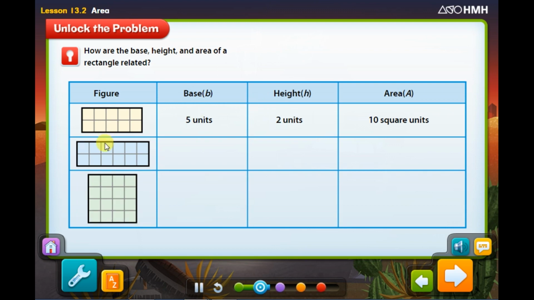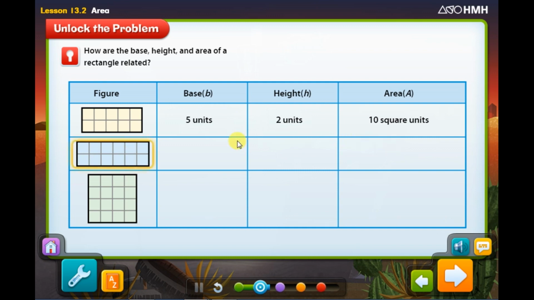What are the base and the height of the second rectangle? I have in the row, or in the base, 1, 2, 3, 4, 5, 6 squares in the base. And how many rows do we have? We have 2 rows, or 2 squares in the height. So the base is 6 and 2 is the height. And what is the area? If you count the squares, it will give you 1, 2, 3, 4, 5, 6, 7, 8, 9, 10, 11, 12.